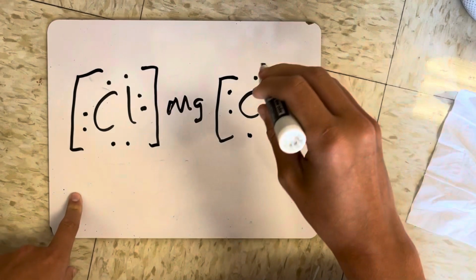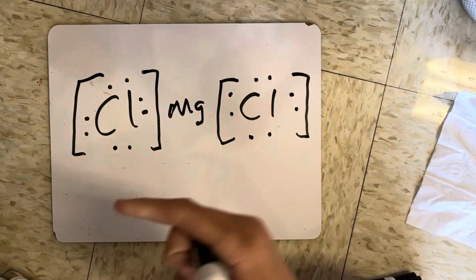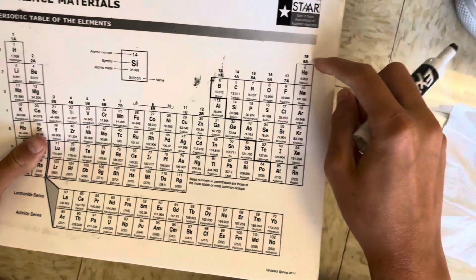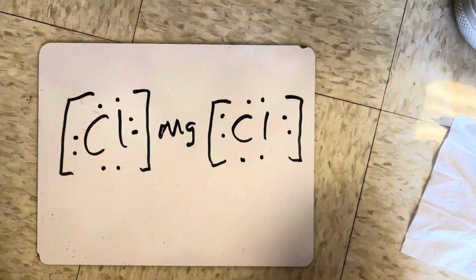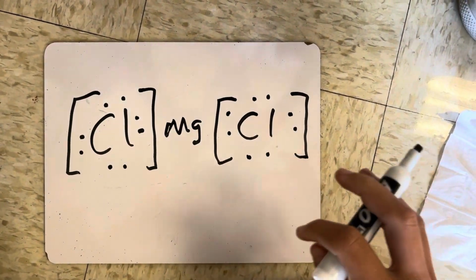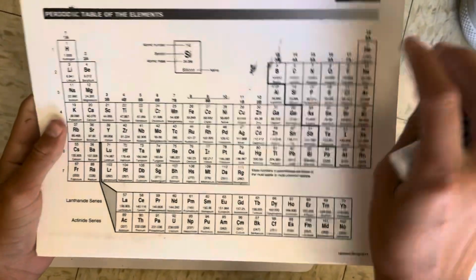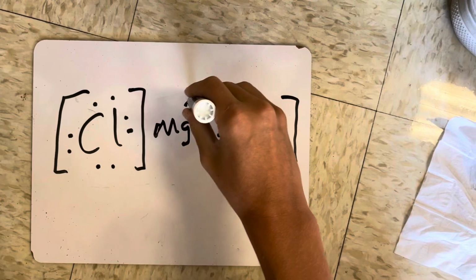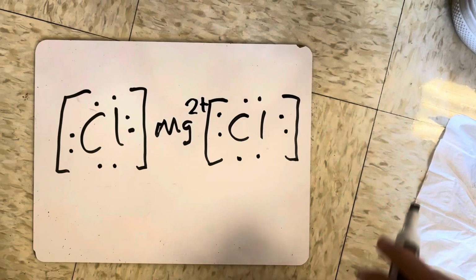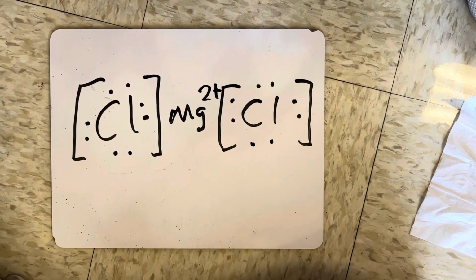And we put the charge. Since chlorine is on the 7th column, it wants to have 8, so it's going to steal 1 electron. So we don't write it because it's only -1. Magnesium, on the other hand, has a charge of +2 because it wants to give away 2 electrons so it can have 0. So we'll put 2+. That's your final answer for magnesium chloride.